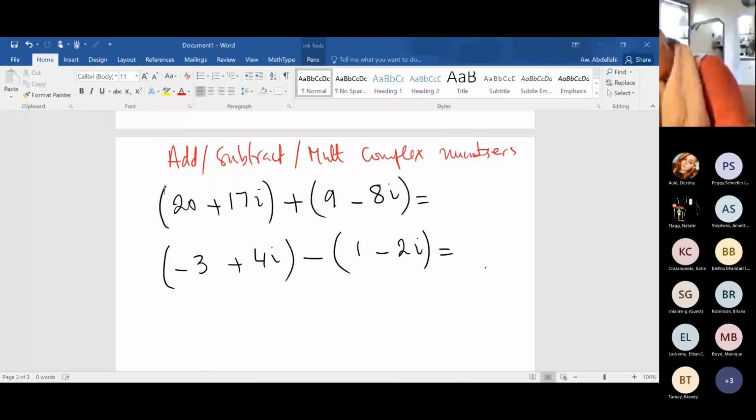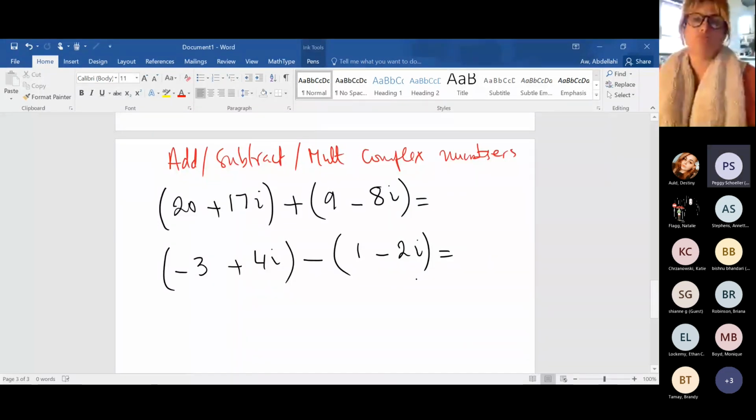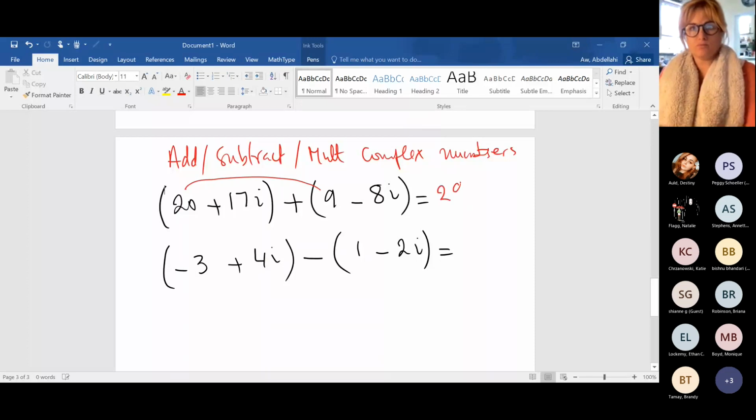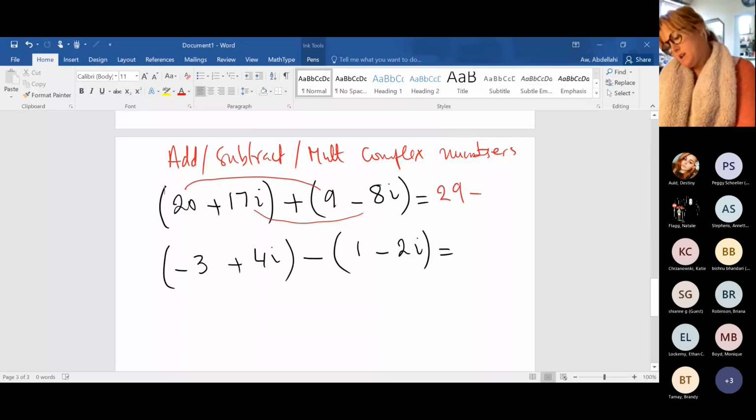All right. I think this one should go rather quickly. So the first one, who can tell me how much they got? Yeah, go ahead, please. 29 plus 9i. Exactly. So 20 plus 9 is 29, and then 17i plus negative 8i is plus 9i. That is absolutely correct. The second one now, who tells me what they got?